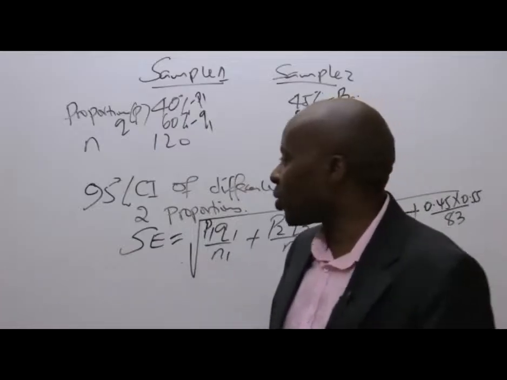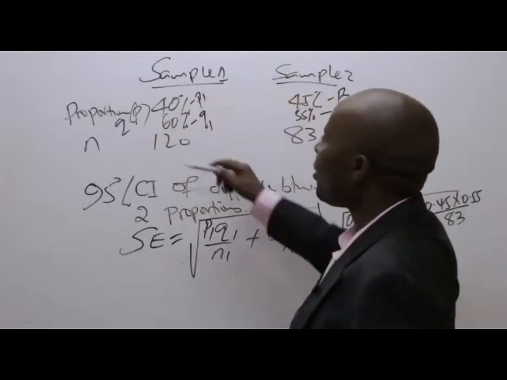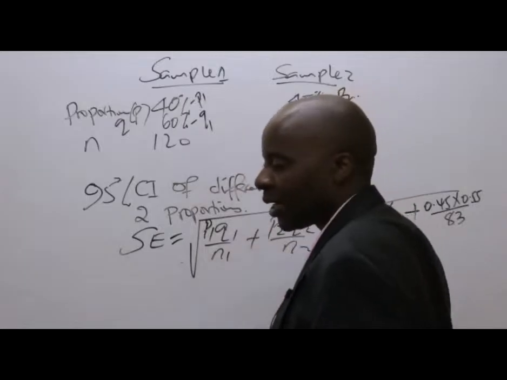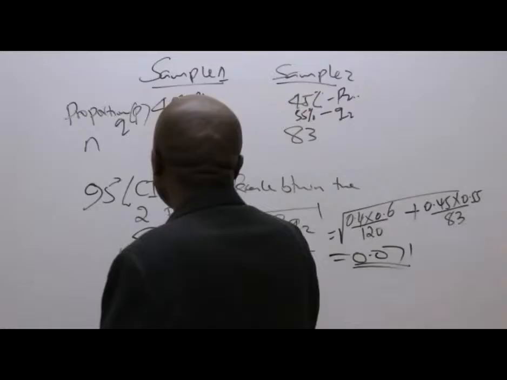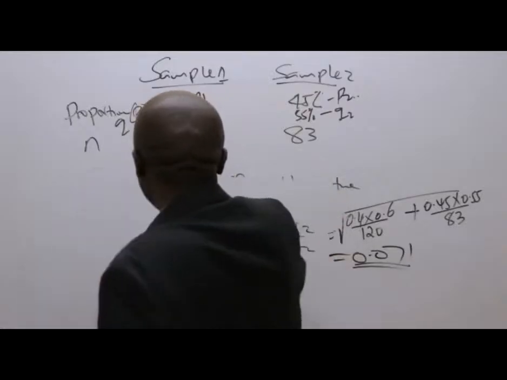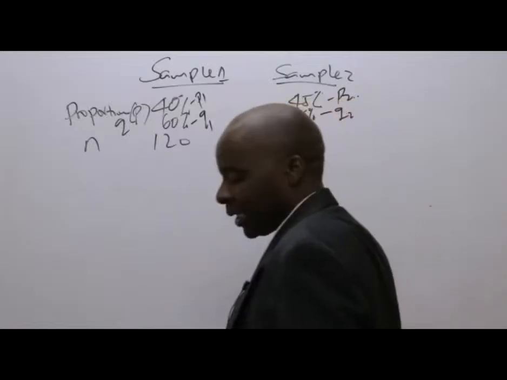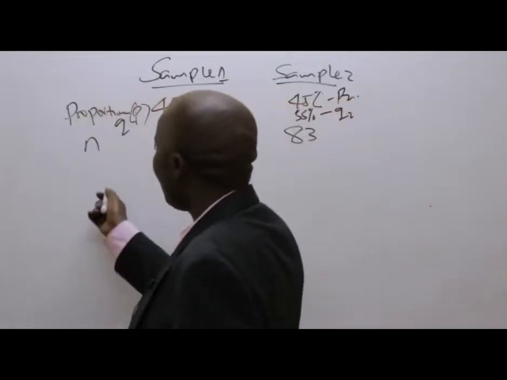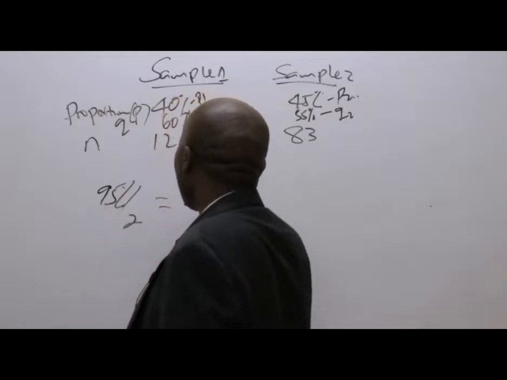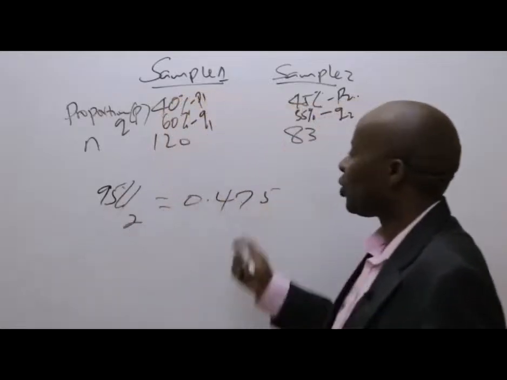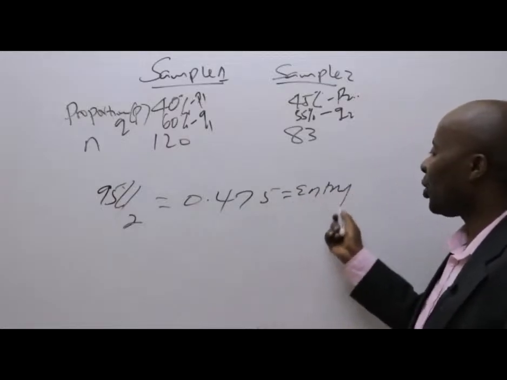So how do I get the entry? I know that this is Z, because I can see how big my samples are. So being Z, what I need to do is divide this 95% into 2. When we divide 95% into 2, this will give us 0.475. And for sure, this is what we call the entry.